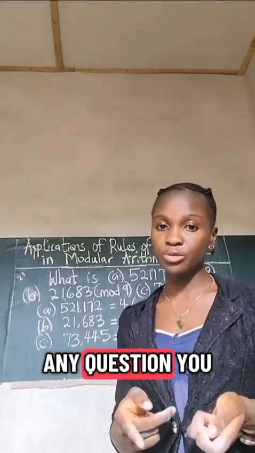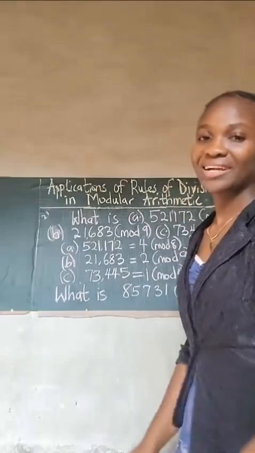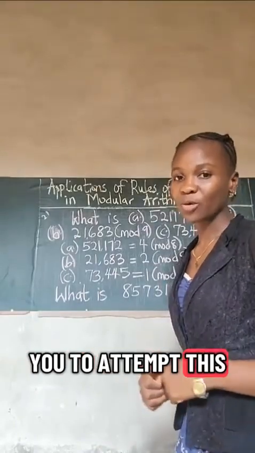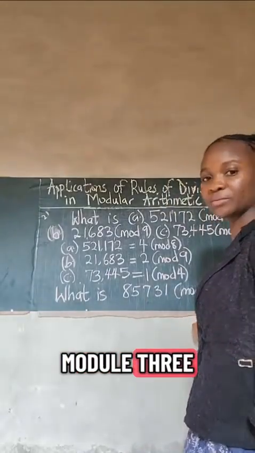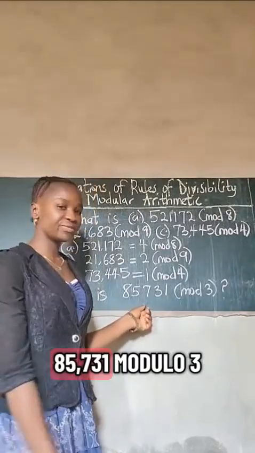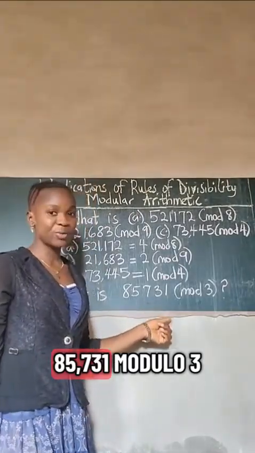If you have any question, you can ask. Now, I want you to attempt this. What is 85,731 modulo 3? 85,731 modulo 3.